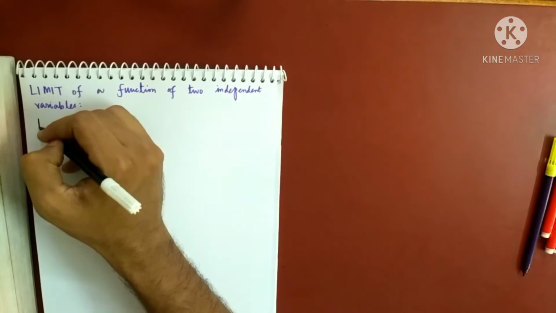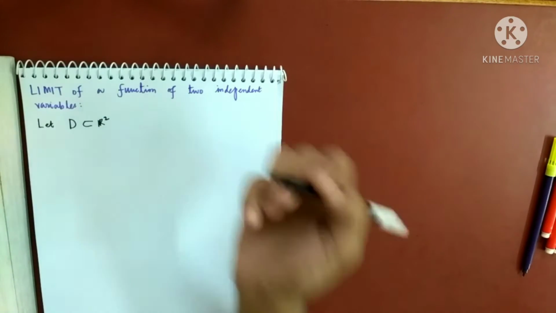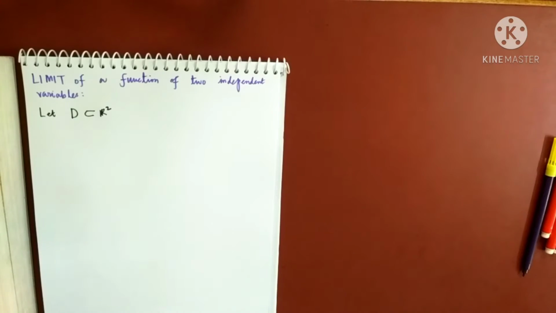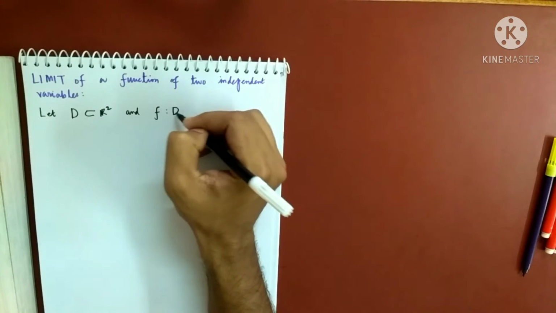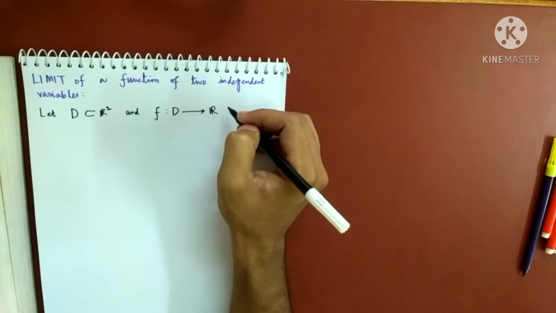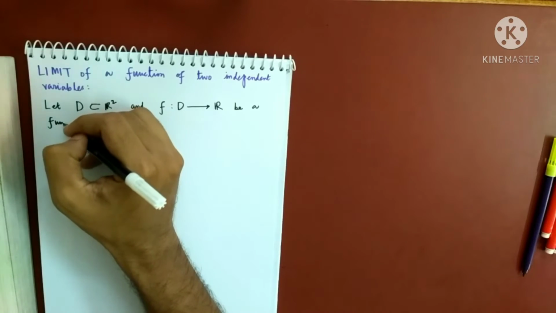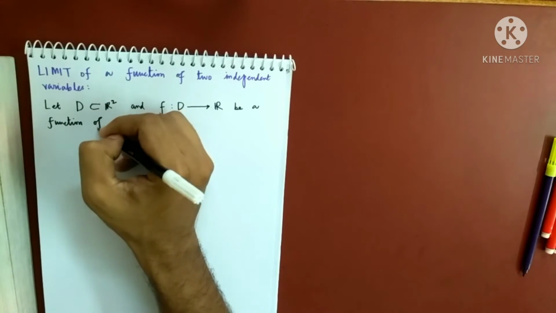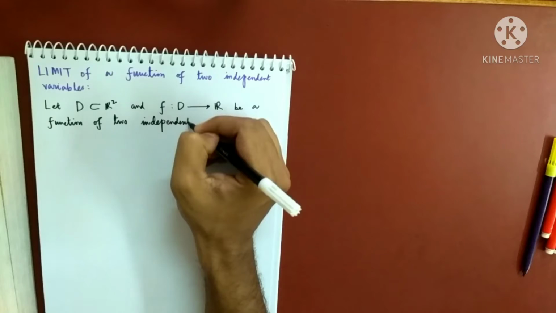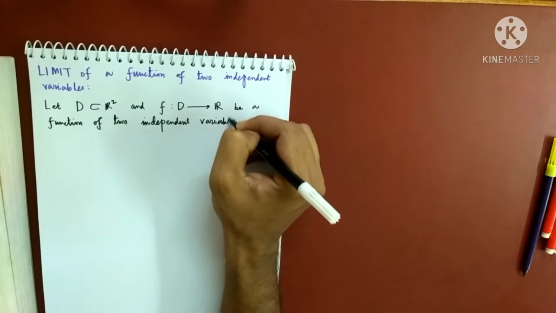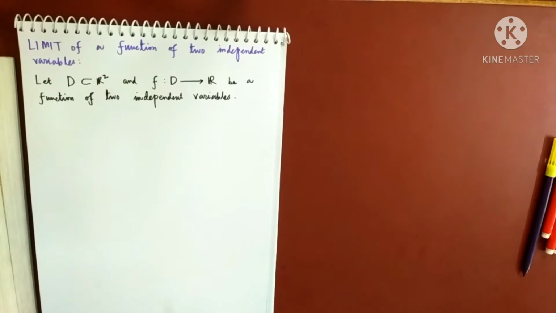Let me first frame things. I have some domain D, which is a subset of R2, and on D the function will be defined. Let f be a function from D to R, a function of two independent variables. So I have this function defined on some domain D, and this is a function of two independent variables. Okay, good enough.